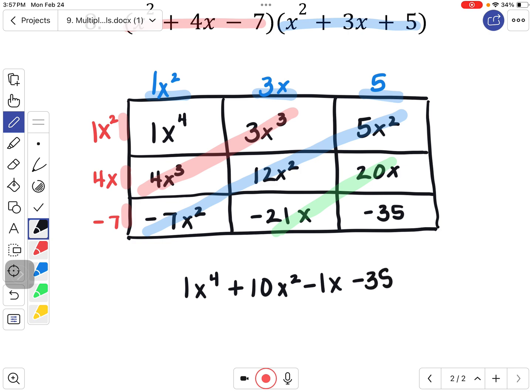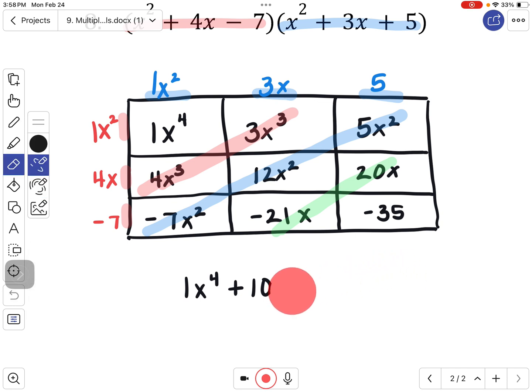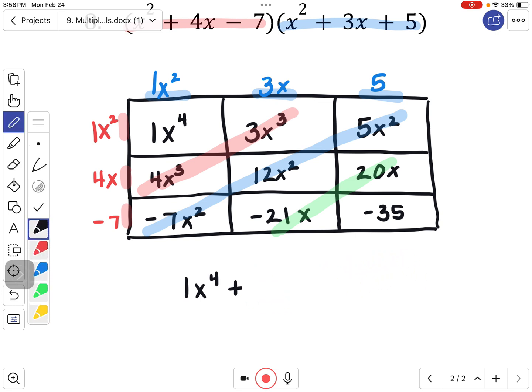And when I look, I went from my 4th power to my... Uh-oh, I missed one. I'm going to erase that a little bit. 1x to the 4th is perfect, but I missed my 4x to the 3rd plus 3x to the 3rd. Those are going to give me 7x to the 3rd. Okay, and then I have that plus 10x squared, and then minus 1x, and then minus 35. So make sure you get all your pieces. I went from 4 to 3 to 2 to 1 to my constant.